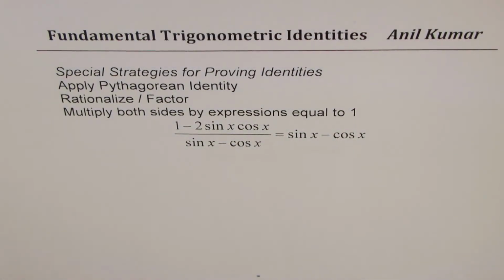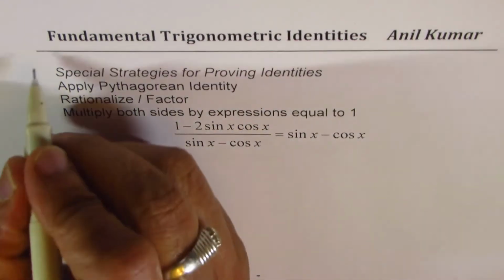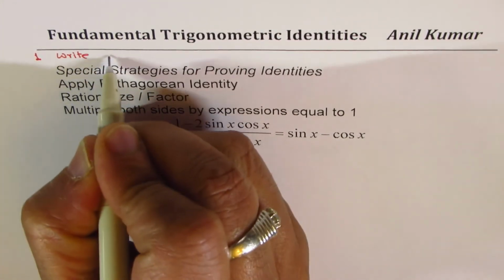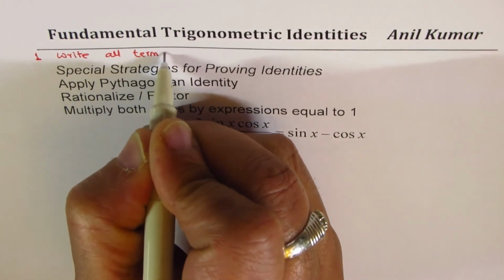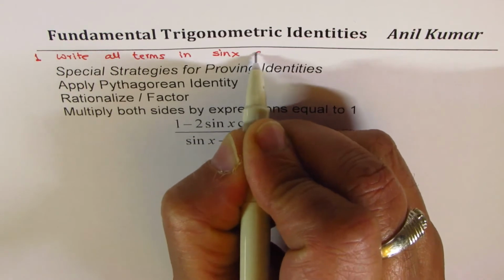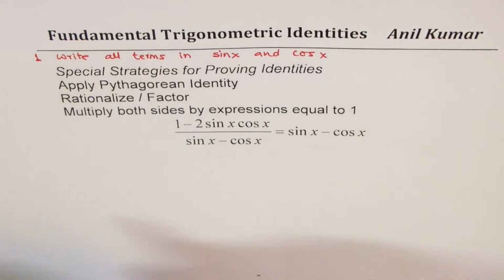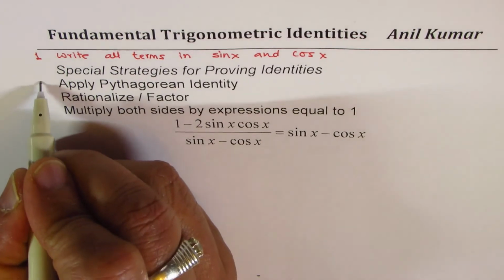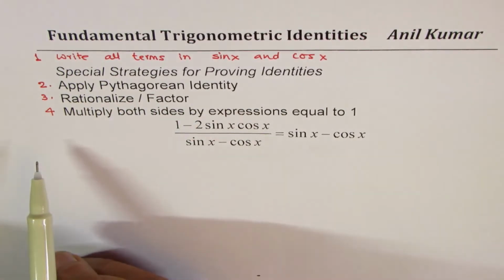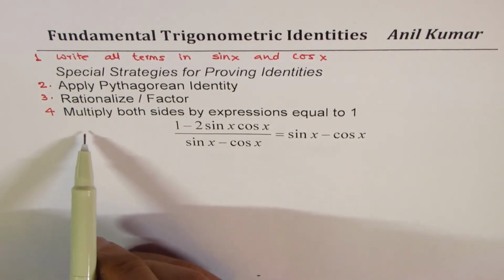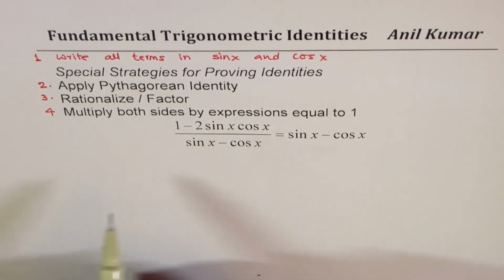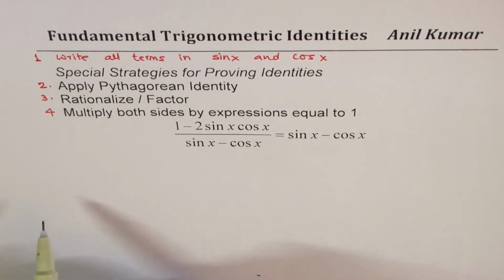Now let us discuss special strategies for proving identities. We have already used one strategy, which was write all terms in sin x and cos x, right? That is the first strategy. Now we'll consider 3 more. So I'm writing this 2, 3, and 4. We're going to now apply Pythagorean identity, rationalize or factor, multiply both sides by expressions equal to 1. Right? So both sides could mean numerator and denominator, or could be left and right side.